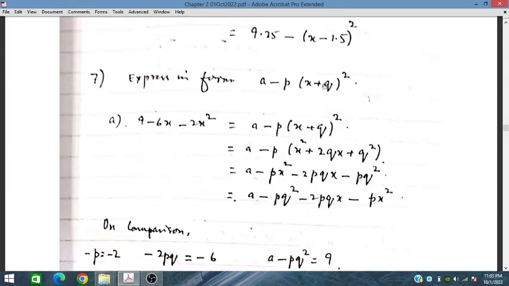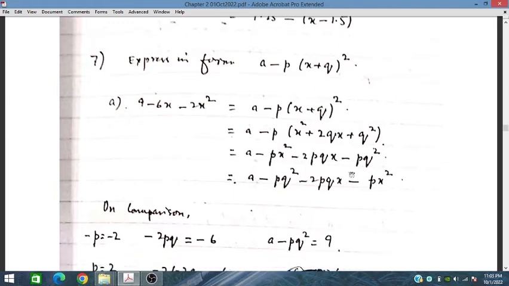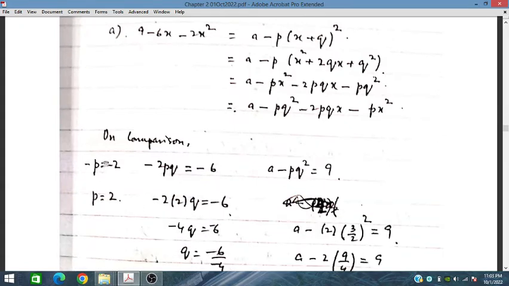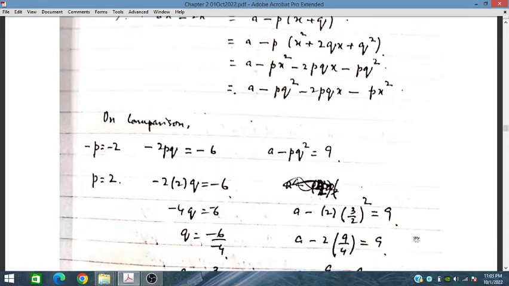Express in the form of this. We have to express this in this form. So we have to expand it and then compare coefficients to get the values. Here we have p is equal to minus 2, minus p is equal to minus 2, and minus 2pq is equal to minus 6, and a minus pq square is equal to 9. So from p, we substitute p here, get the value of q, p and q are obtained, placed here, and get the value of a.